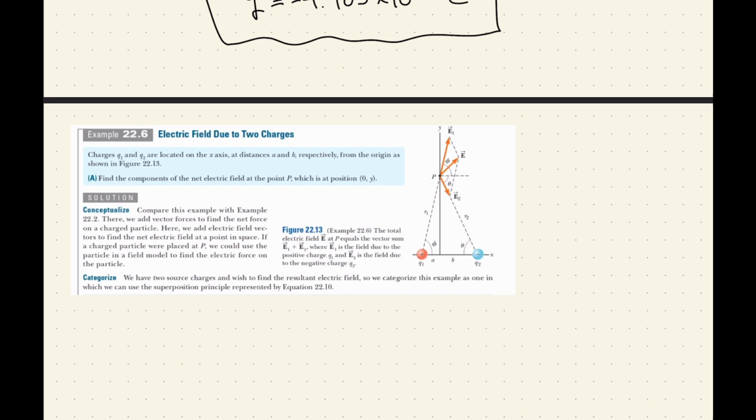Charges Q1 and Q2 are located on the x-axis at a distance A and B, respectively, from the origin as shown in the figure right here on the side. Find the components of the net electric field at point P, which is at position 0, y.